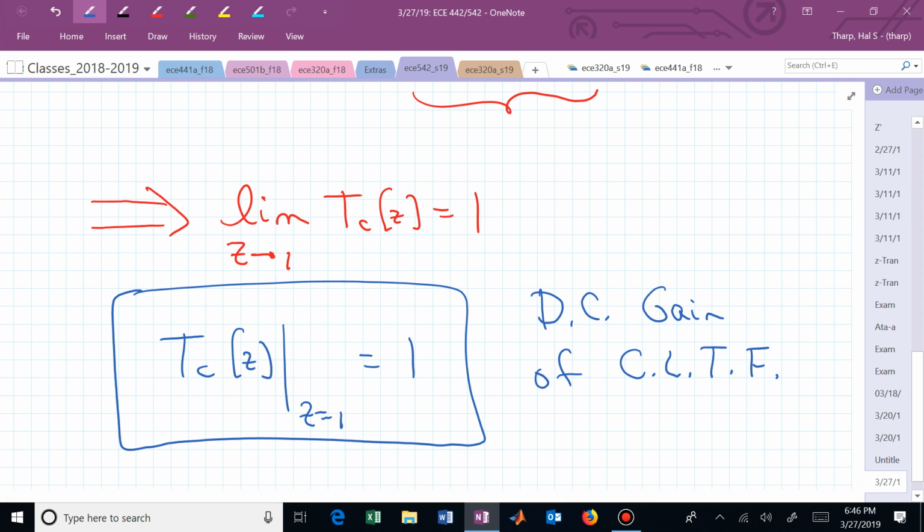And if we needed more, we could maybe talk about accuracy to a ramp, etc., and that might impose additional constraints on T sub C of z. So we'll pick up at that point next time, which is Monday, which is when your homework is due.